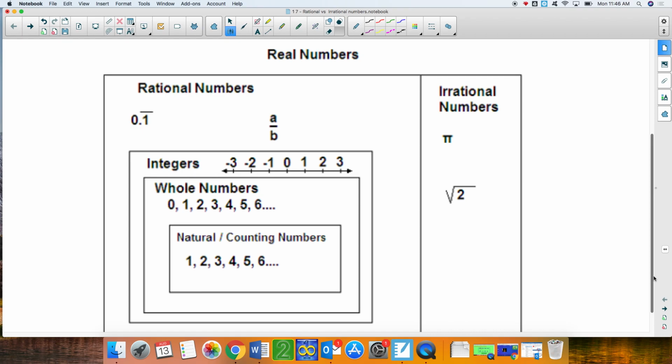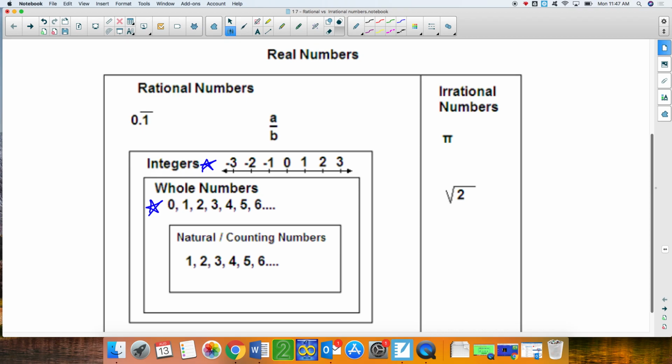Rational numbers fall under real numbers. Rational numbers are those decimals that are going to repeat, hence the 0.1 with the repeating symbol above it. And A over B would represent the fraction where the decimal is going to end. Also, integers are rational numbers. Integers are your numbers that are positive and negative on a number line, no fractions, no decimals. Whole numbers are those numbers that you learn to count with, including 0, so just the positives, again no fractions, no decimals.